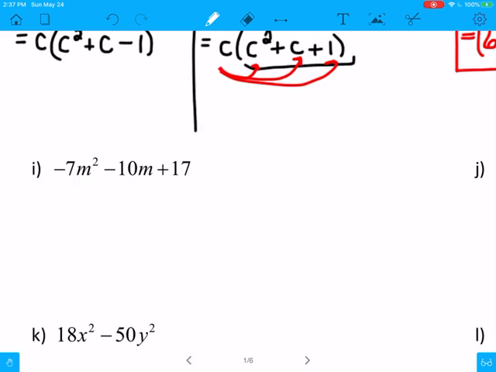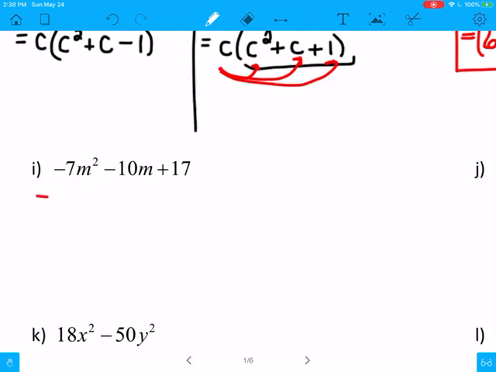I, negative 7m squared minus 10m plus 17. I can't take a variable out because each term doesn't have a variable. And I can't take a number out because there's no number that I can take out of 7, 10, and 17. But because it starts with a negative, I can take out a negative 1. I can actually always take out a negative 1 even if it started with a positive. So don't forget that a GCF option could be a negative 1 out.